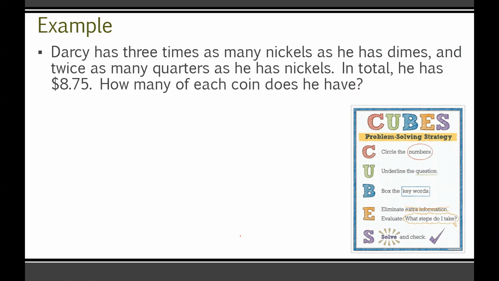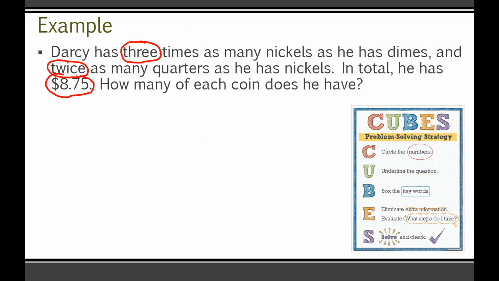All right, so I'm going to go over this one now. These are challenging questions. I started with a pretty tricky one right out the gates here. I'm going to try using this cube strategy, though, just to see how well it works for me. The C in cubes stands for circle the numbers. So I see it says 3 times as many nickels, so I'll circle this, even though it's not literally a number, it's just a written out number. That works just fine. And twice as many quarters as he has nickels. That actually might be useful too. Twice, 2 times, in other words, 2 times as many quarters. That might be worthwhile to circle. In total, he has $8.75.